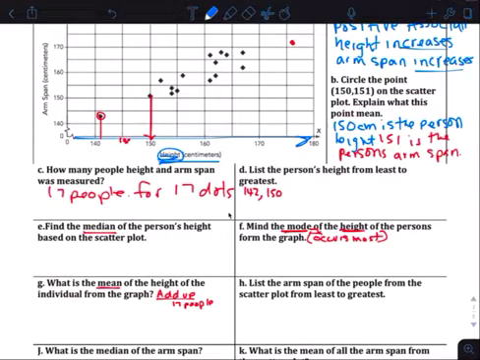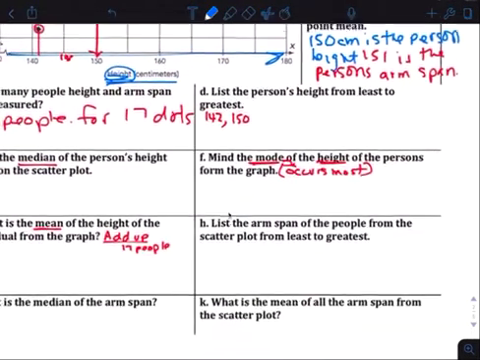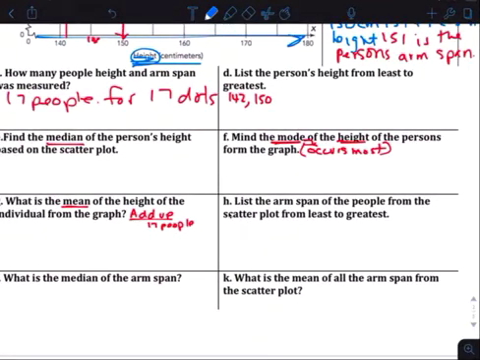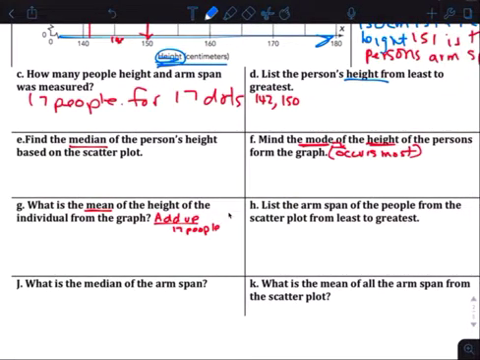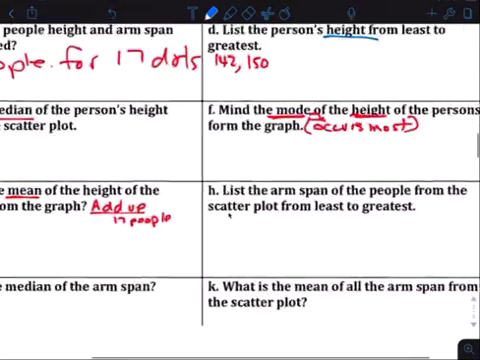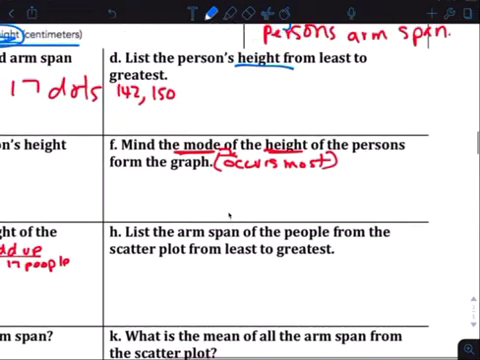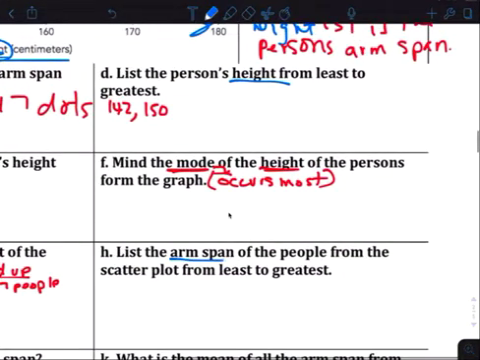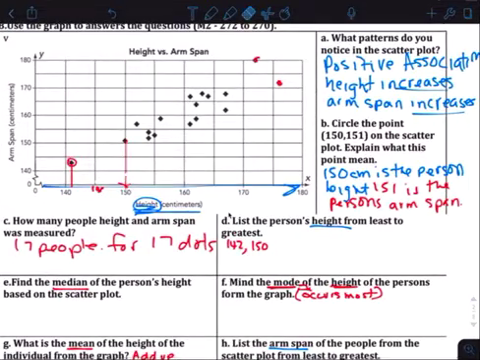Okay, let's go to this one. In most classes, I didn't get through all of it. This is the height, right? I'm going to leave the height for you guys. I'm going to do the arm span, so of the person. We're going to list it from least to greatest. So the arm span that's the lowest is this person right here.